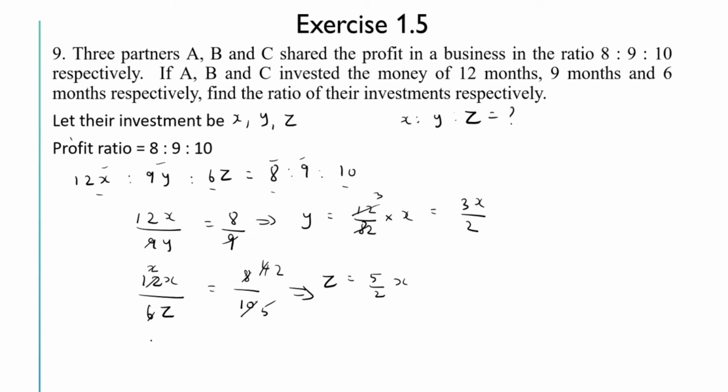So therefore x is to y is to z is equal to x is to 3 by 2 x is to 5 by 2 x. So we can multiply by 2 and divide by x. So this is equal to 2 is to 3 is to 5. Therefore, the ratio of their investments will be 2:3:5.